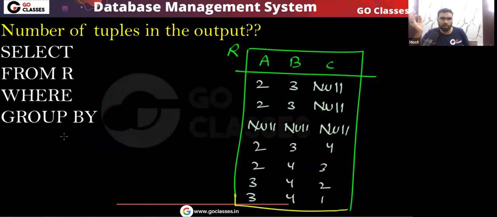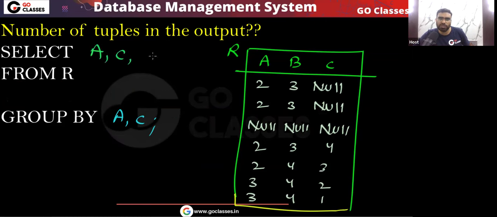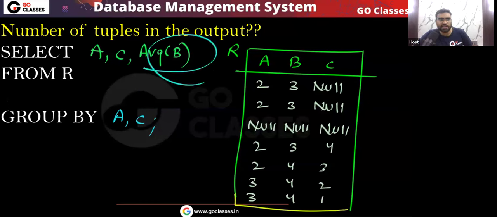For example, let me create groups based on A comma C. Let me create groups based on A comma C, and let's assume I am not putting any where condition. There is no where condition now. Select, should I put A comma C here? Yes, of course. Can I put B here? I cannot put B here. But I can put, for example, average of B. That I can do. No one is stopping me. I can do average of C. Aggregation I can do on anyone.